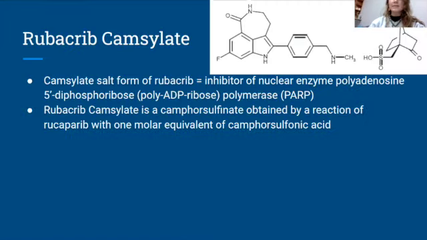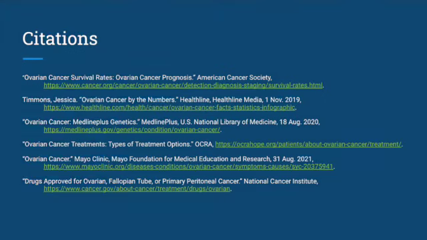And then just a little bit into the scientific name of Rubraca, which is rucaparib camsylate. The camsylate salt form of rucaparib is a PARP inhibitor, and rucaparib camsylate is a camphor sulfonate obtained by a reaction with rucaparib.